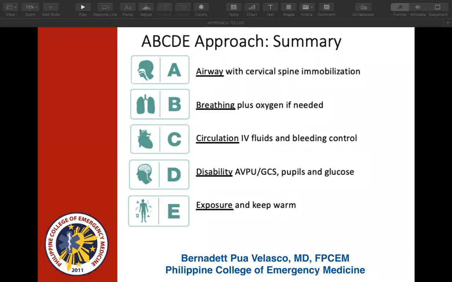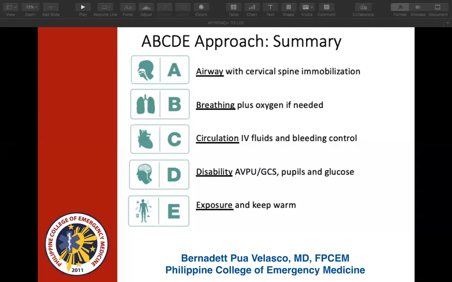Next is C, which is circulation. So we need to evaluate whether there is adequate perfusion to deliver oxygen to the organs. And we also need to check for signs of life-threatening bleeding. So at this time, we give IV fluids and we control the bleeding. Next is D, which is disability. At this point, we assess and protect the brain and spine function. So we check for the GCS score of the patient, the consciousness of the patient. We also check for the pupils and glucose of the patient.